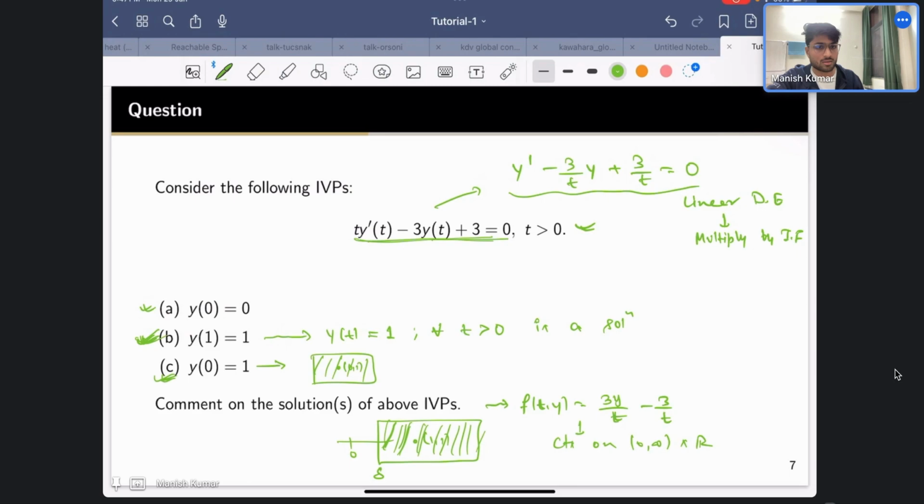So Peano's theorem is giving us a sufficient condition: if the function f fulfills this hypothesis, then the IVP will admit a solution. Otherwise we cannot conclude. If it satisfies the hypothesis, we have existence of a solution. If it does not satisfy the hypothesis, we cannot say anything. So Peano's theorem is an existence theorem that gives a sufficient condition on the function f.